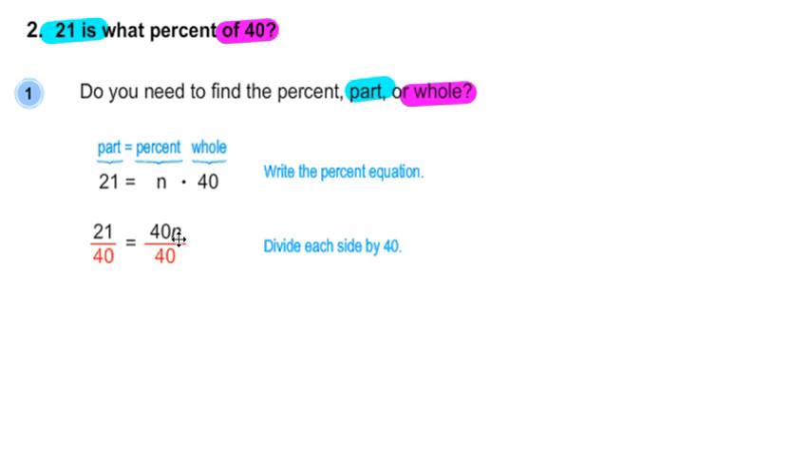When we do this, we are now going to divide by the number multiplied by the variable on both sides. So n is being multiplied by 40, so we divide by 40 on both sides, and we get 0.525. That equals our percent. Now, the most important thing to remember here is that this is the decimal version of the percent. So if we have to give it back as a percent, we have to multiply the decimal times 100, and that's 52.5. So 21 is 52.5% of 40.